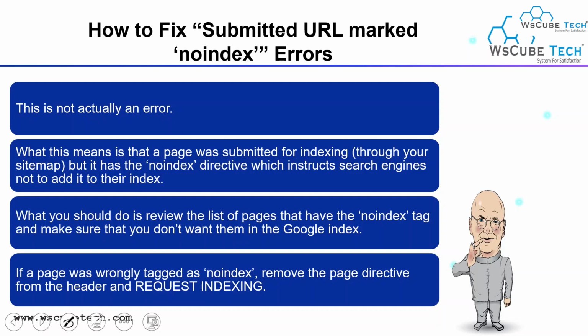What this means is that a page was submitted for indexing through your sitemap, but it has the noindex directive, which instructs search engines not to add it to their index. What you should do is review the list of pages that have the noindex tag and make sure that you don't want them indexed by Google. If a page was wrongly tagged as noindex, remove the tag from the page header and request indexing in the same way as we previously did.